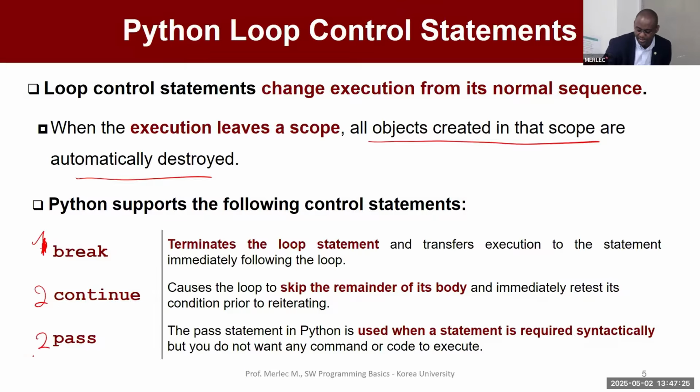So the third one is pass. Pass also is one of the control flows that can change the behavior of loop statements. It is used to provide specific control flow in the loop, especially when a statement is required syntactically, but you don't want it to be executed. So you may face some situations.